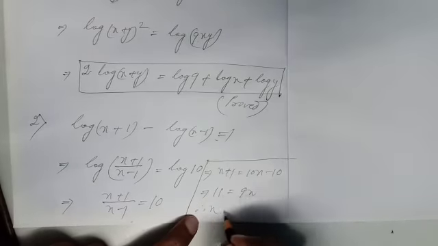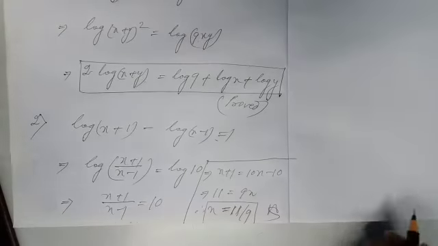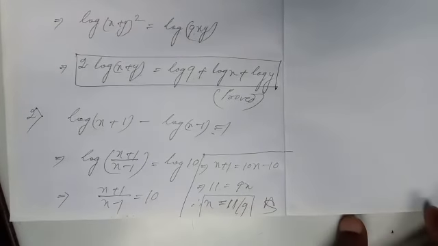And this is 11 equal to 9x. Therefore, x will be how much? 11 by 9. So, what is the answer? x is equal to 11 by 9. Okay. Let us go on to the next, number 3.